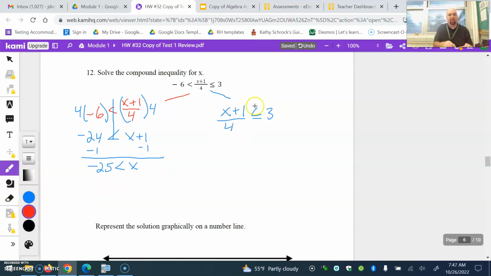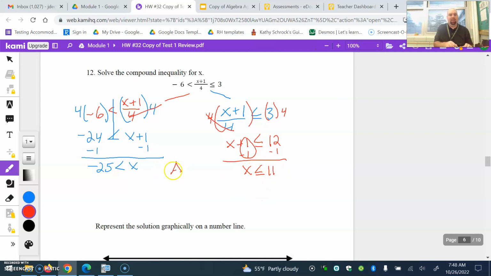Okay, the other inequality, same first step and second step. I'm going to multiply both sides by 4. My 4's cancel. Should have done that over here. x plus 1 is less than or equal to 12. 3 times 4 is 12. I'll subtract 1 from both sides, and I get x is less than or equal to 11.